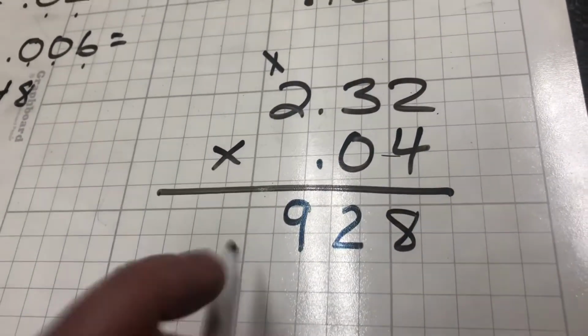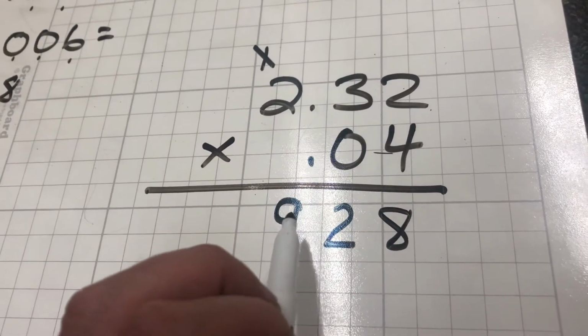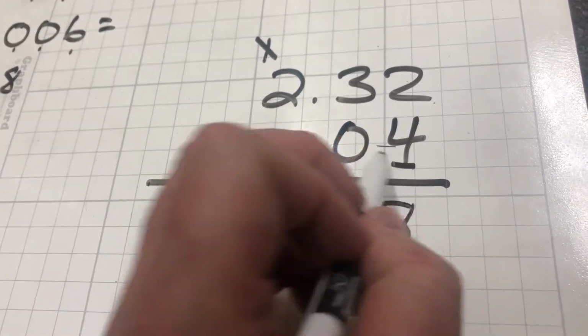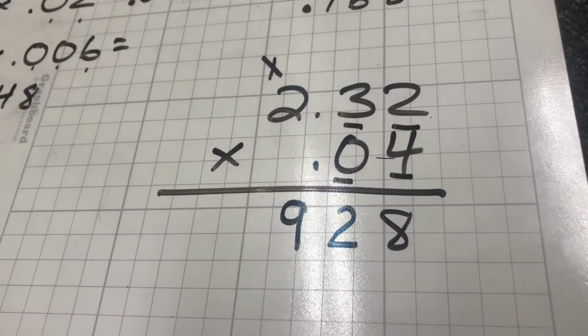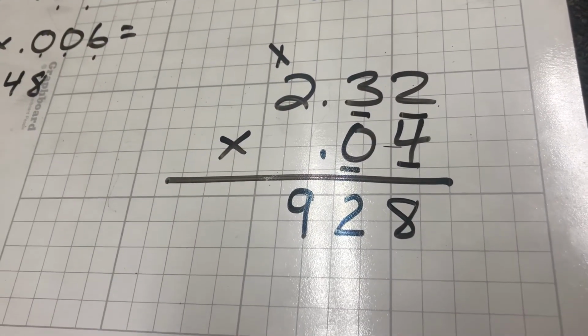Okay, so I can go straight now to thinking, okay, I have 1, 2, 3, 4 digits that come after a decimal in my problem.